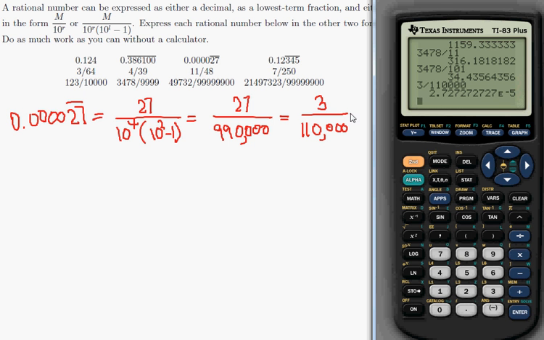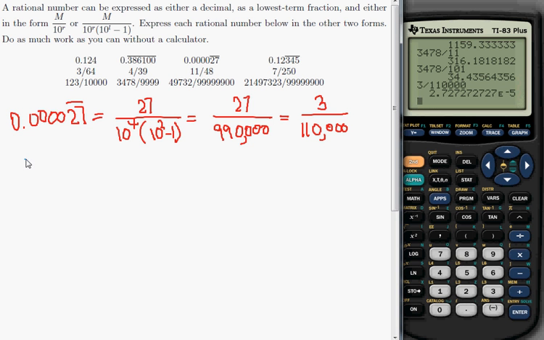So the repeating starts on the 10 to the minus 1, 10 to the minus 2, 10 to the minus 3, 10 to the minus 4, 10 to the minus 5 spot. And so this fraction does indeed match this, as confirmed by the calculator and as proven by the arithmetic here, and then using the theorem from class. So that's the first one.